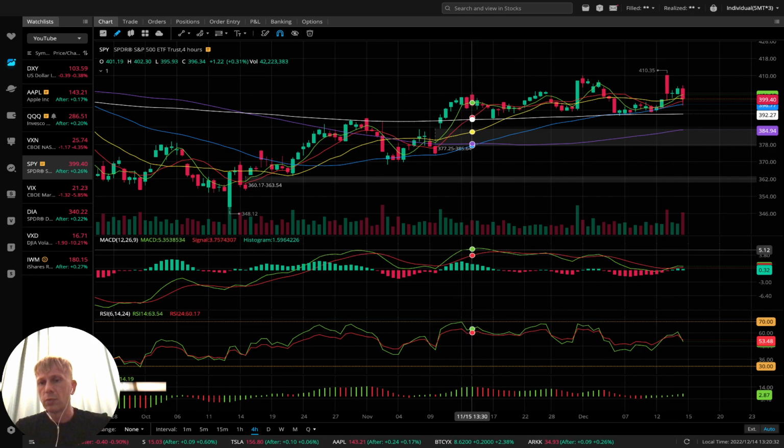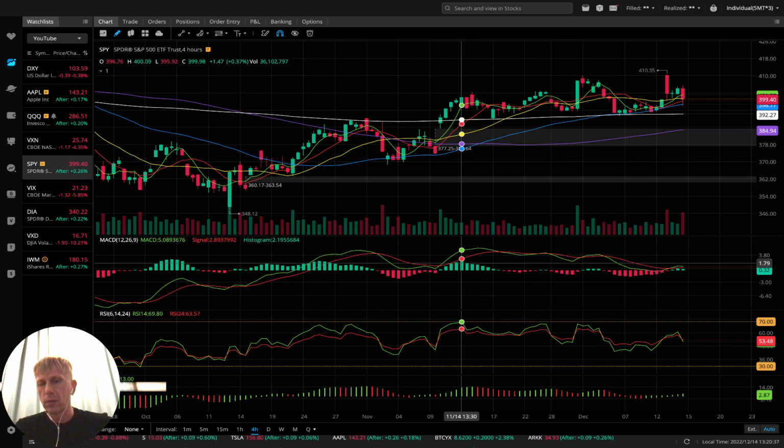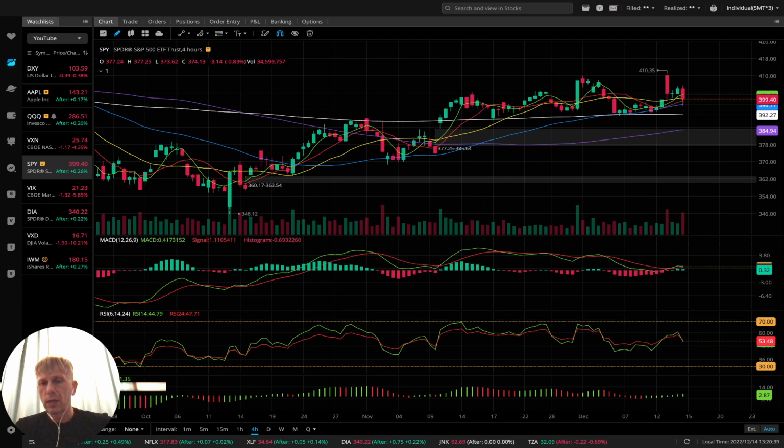MACD, from this point, downtrend. Same with the histogram, downtrend. Same with RSI, downtrend. Same with the awesome oscillator, downtrend. Bearish divergences on all indicators, multiple times on 4 hours.